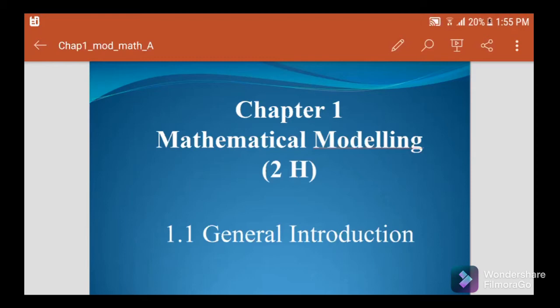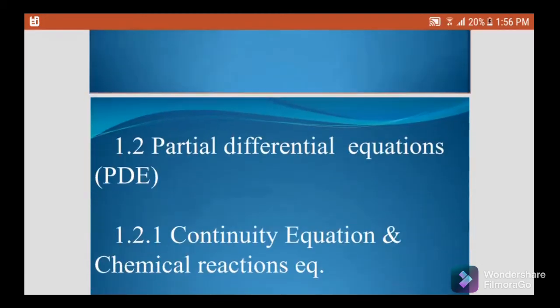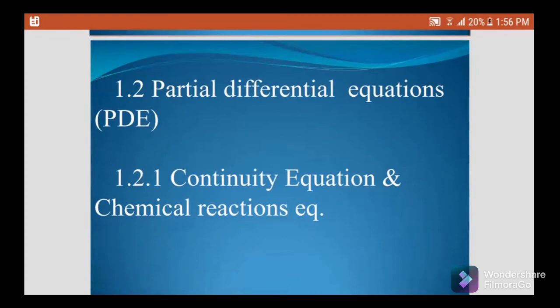Okay, and when I have the dimensionless equation, then I can solve this equation via computer or by using a finite difference scheme, finite element scheme, or finite volume scheme. So in this chapter, we start from the mathematical modeling to the dimensionless equation. Okay, and I will show you step by step how we can do this calculation. Good. So I will start with the partial differential equations, and firstly with the continuity equation or the chemical reactions equation.